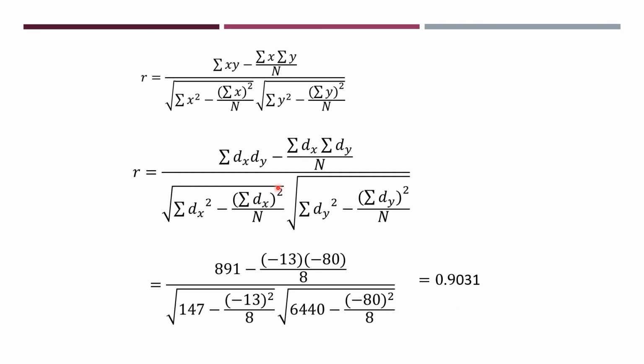All these summations we have calculated in the previous table. Substituting these values, the answer comes out to be 0.9031, which is again a positive correlation, and the value of r lies between minus 1 and plus 1. You have to make sure that the value of r lies between minus 1 and plus 1. That's very important.